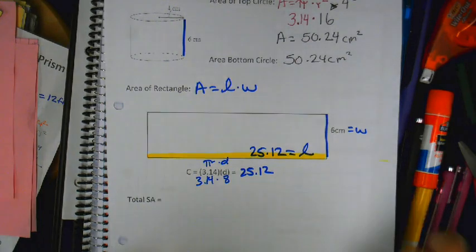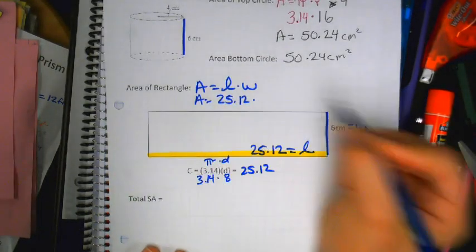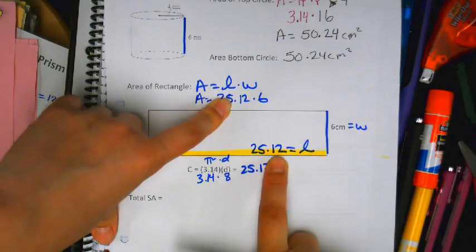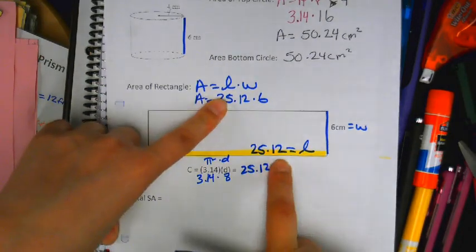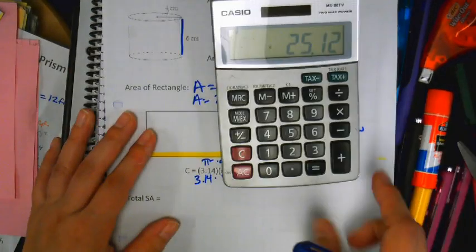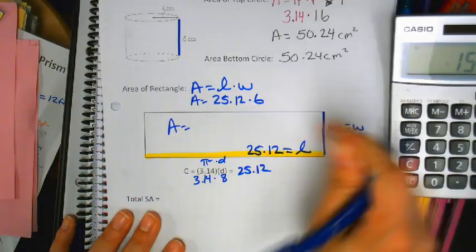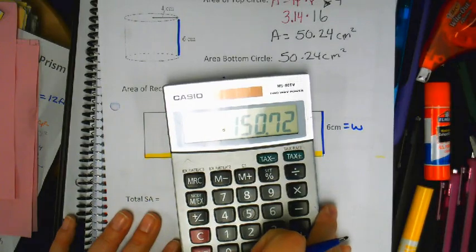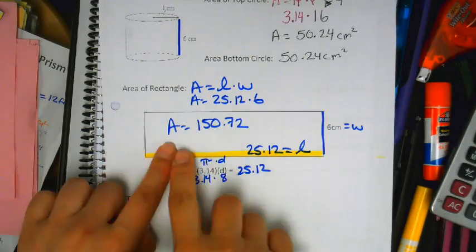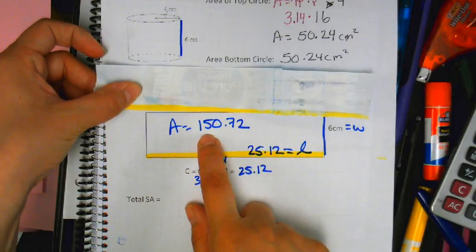Yes. I can now figure out that the area is equal to 25.12 times 6. So this is not my area. This is my circumference, which turns into Batman. No, it turns into the length of your rectangle. So 25.12 times 6. So the area is equal to 150.72. This rectangle piece that was once part of a circle has an area of 150.72.